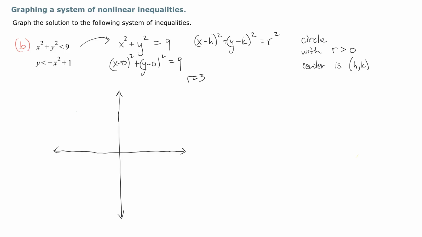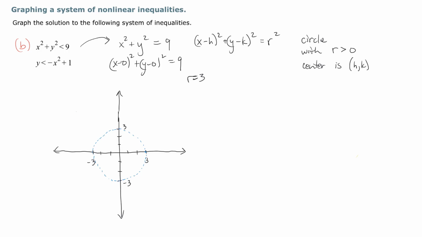So you actually know 4 ordered pairs. You got 3 here, negative 3 here, 3 here, and negative 3 here. And then we simply connect the dots. Why don't we draw that circle? It's a dotted circle. There's no equal sign on the inequality, so it's dotted.